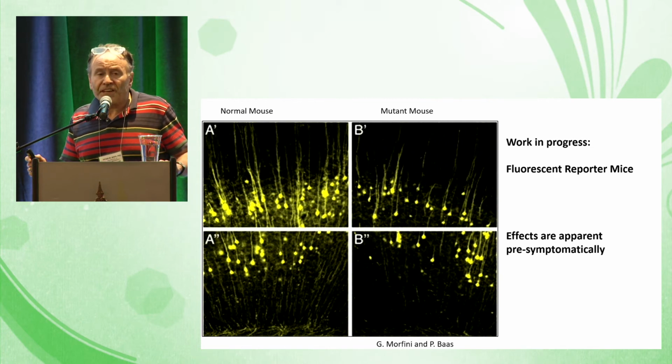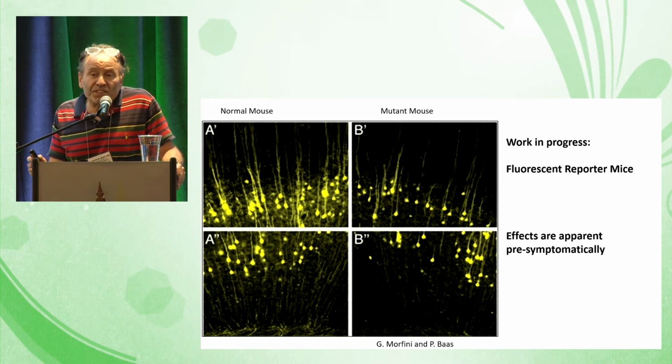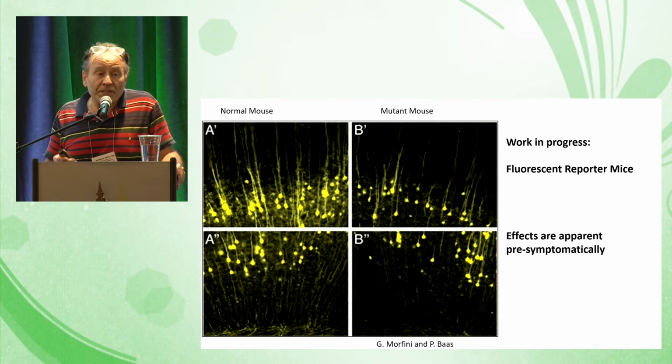A recent finding that we've just begun to see, so it's very, very early, but we have looked pre-symptomatically at a mouse that's about 1 month old, and now that mouse does not yet show any gait deficiencies, and yet you can already see the loss of these corticospinal motor neurons.